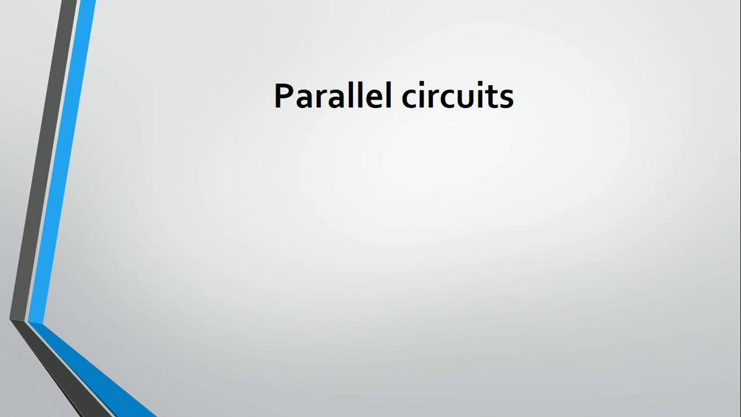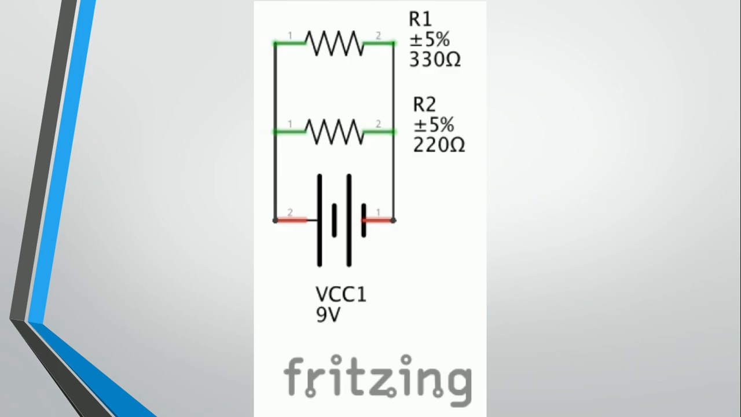Okay, next we have the parallel circuits. I hope you don't have any questions with regards to getting values of voltage, resistance, and current in a series circuit. So we have another example. This is a parallel circuit because there are other paths where electricity can flow. It can flow in here, or it can flow in this way. So there are two paths.